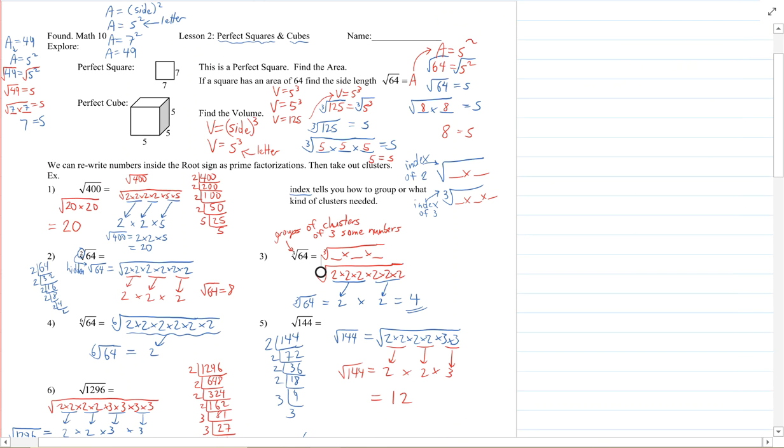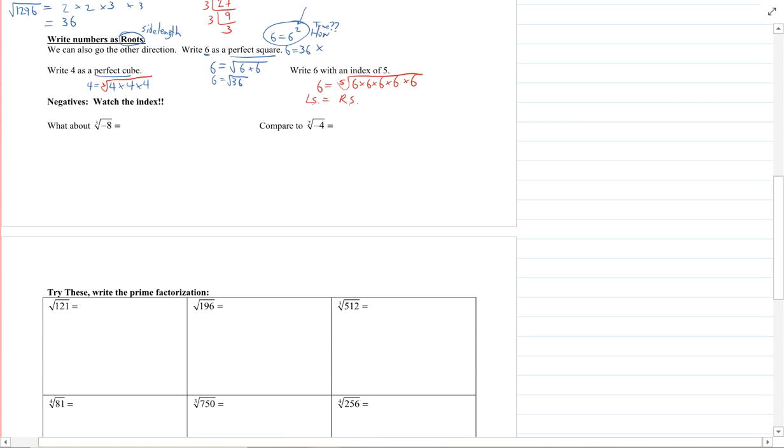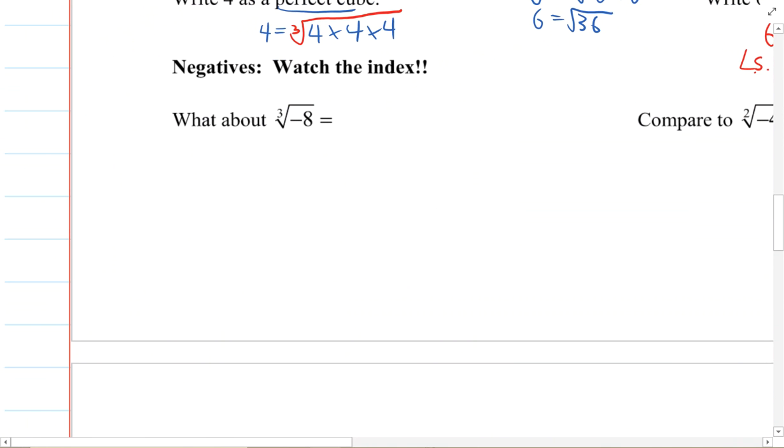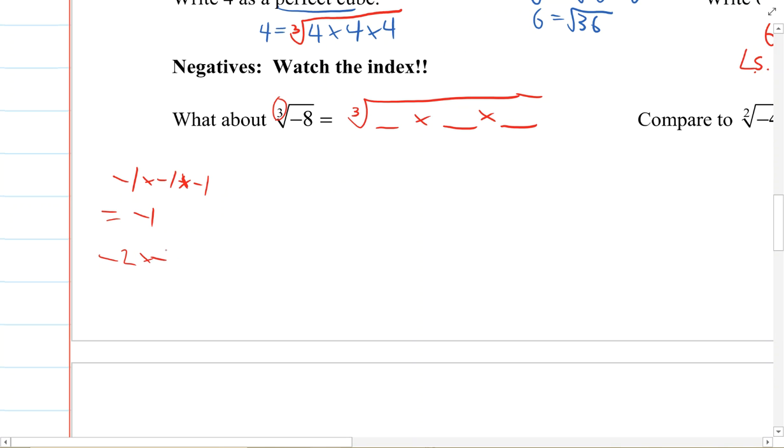Negatives. Don't do that to me. All right, so watch the negatives. Here we have a cube root. So what it's asking you is what 3 numbers that are identical multiply to negative 8. So you can start with negative 1. And that equals negative 1. And what about negative 2? And we're lucky because it equals negative 8.